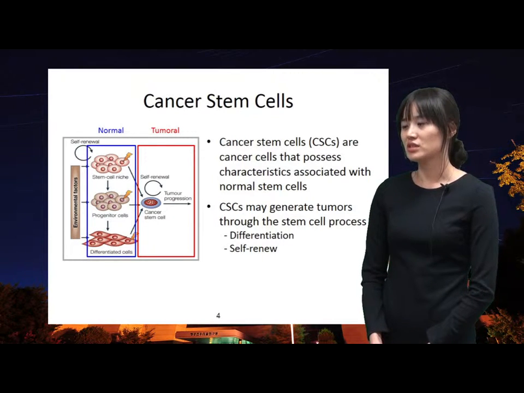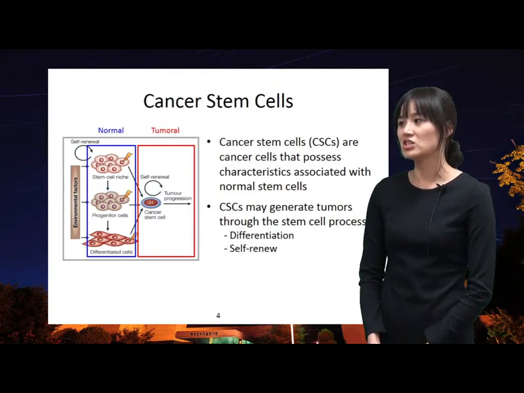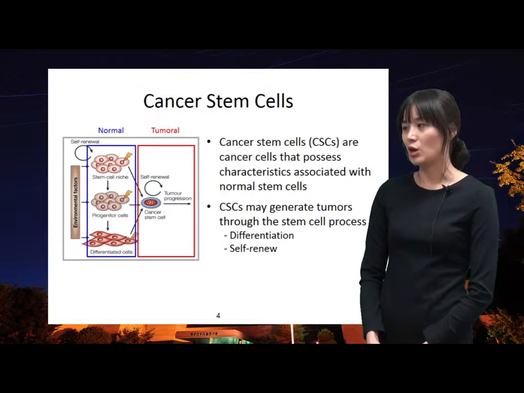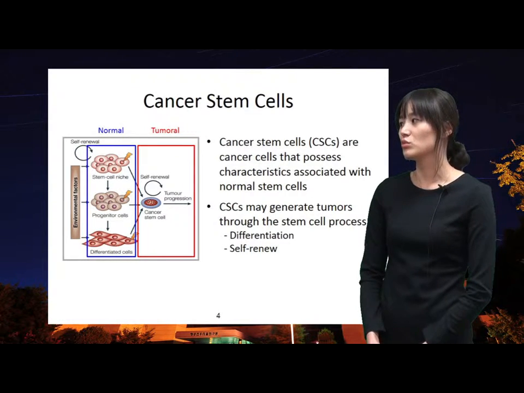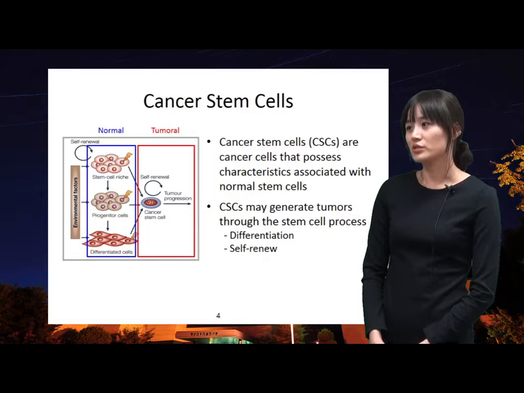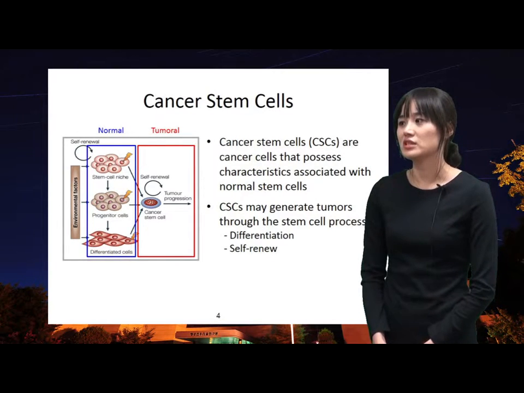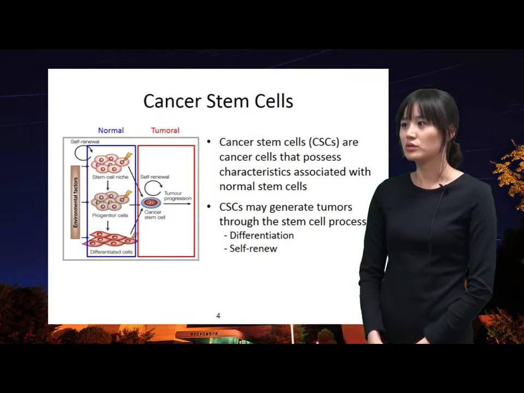In the case of normal stem cells, the key role of the microenvironment in the regulation of stem cells is easily understood if we think about the plasticity of tissue-specific stem cells that are able to differentiate into mature cells of another injured tissue. Cancer stem cells are cancer cells that possess characteristics associated with normal stem cells, but cancer stem cells may generate tumors through the stem cell process.